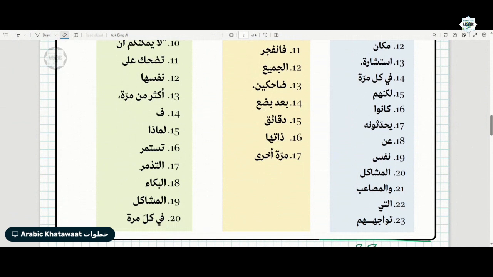So I hope this helped, inshallah. I'll read the stories again in the form of single words. And then your part will be to translate.